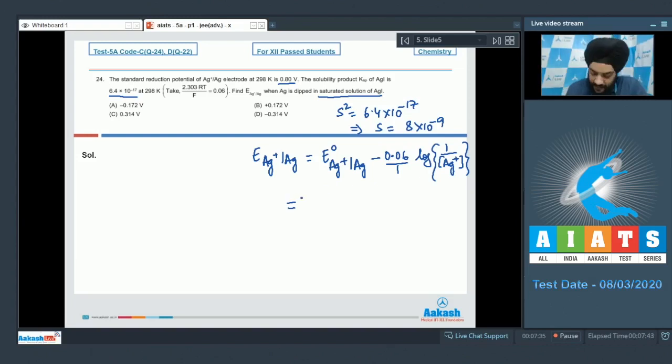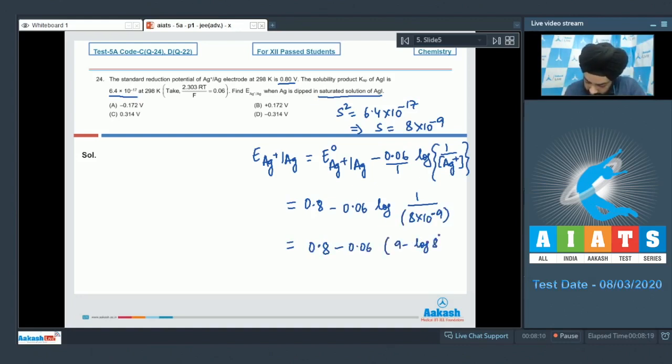So E of Ag+ to Ag value is equal to 0.8 minus 0.06 into log of 1 by 8 into 10 to the power minus 9. So this can be written as 0.8 minus 0.06 into 9 minus log 8. So this log 8 value is equal to 0.9. So this means that the term inside the bracket will be 8.1. So we have 0.8 minus 0.06 into 8.1. So on simplification, this gives us a value equal to 0.314 volts.